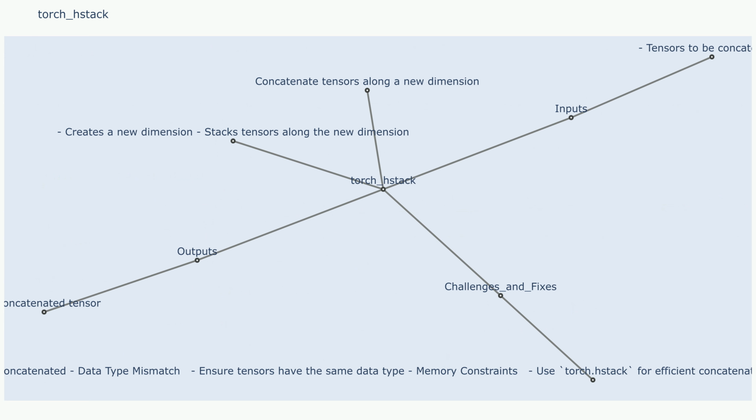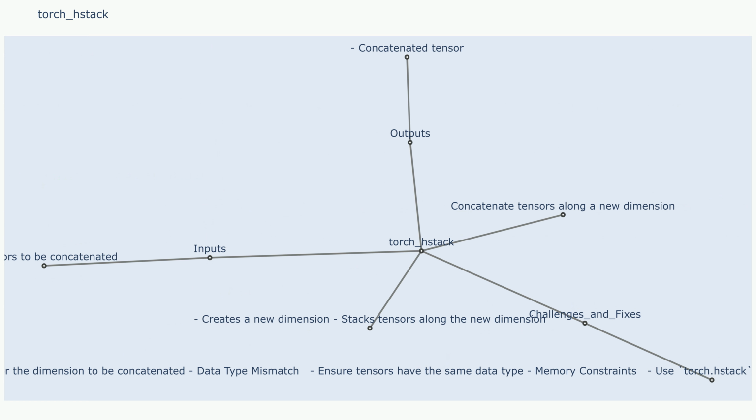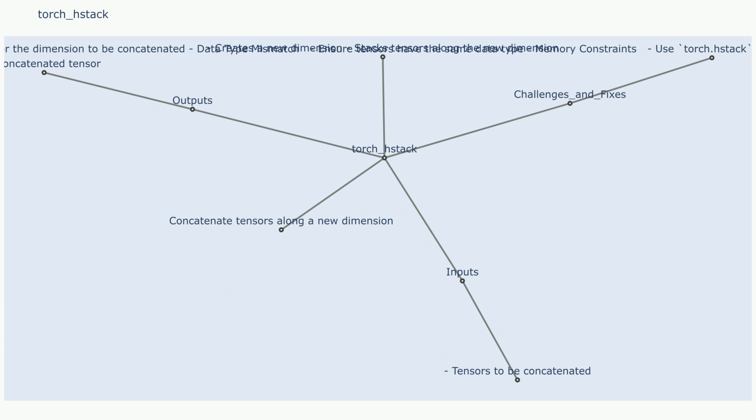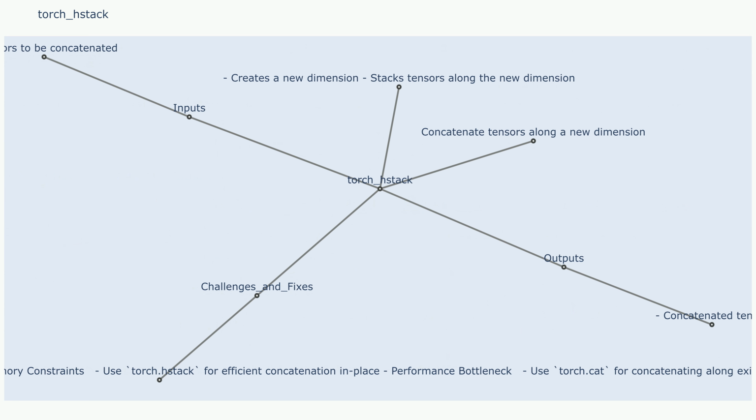Outputs. Output 1: stacked tensor. The torch.hstack function returns a new tensor containing all the input tensors stacked horizontally. The output tensor will have the same number of rows as the input tensors, and its number of columns will be the sum of the columns of all the input tensors.